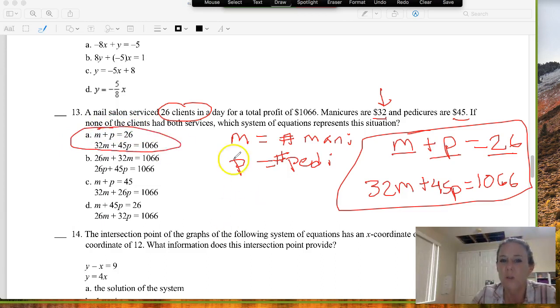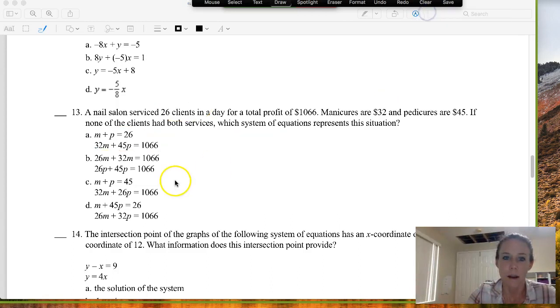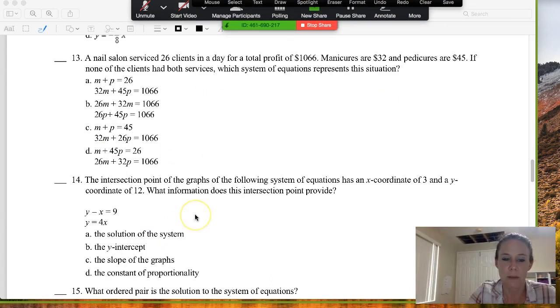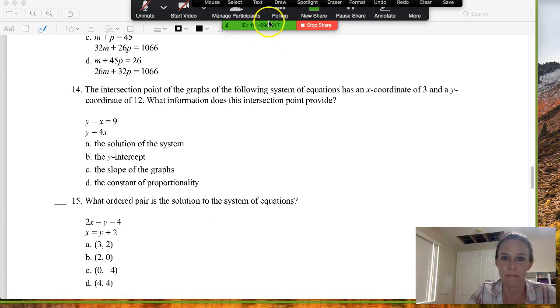All right, so just write it out. Remember, define your variable first, then figure out the number of manis plus the number of pedis was 26, and then figure out the cost. Think of it logically. If you were actually running a business, you charge $32 times the number of manicures plus $45 times the number of pedicures to get how much money you made for the day. And that would be gross, not net.